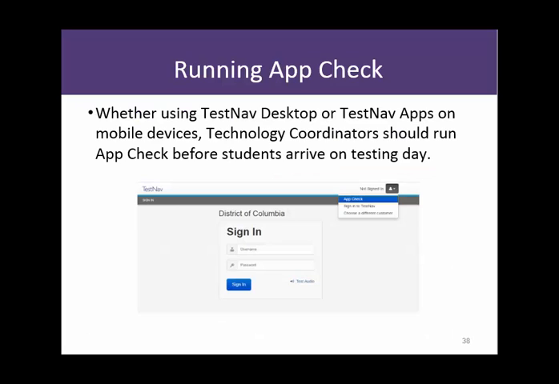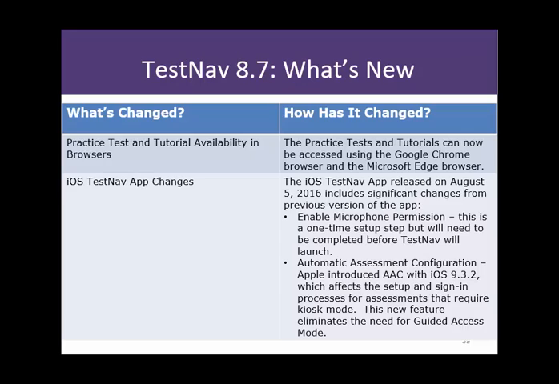To run the app check, just to confirm that everything is ready before testing day, you can open up the TestNav app on each device, and in the user drop-down there is a button that you can select. It's called App Check, and it will confirm that you are connected to the Proctor Caching computer and everything looks ready to go.